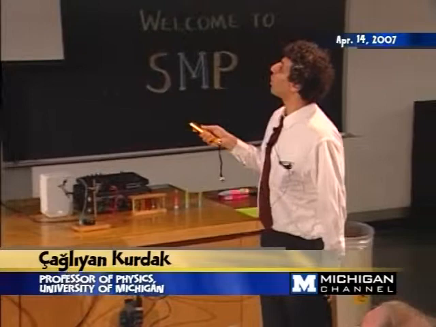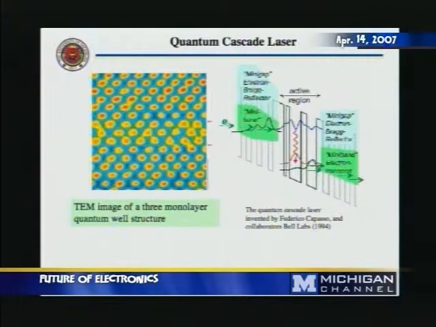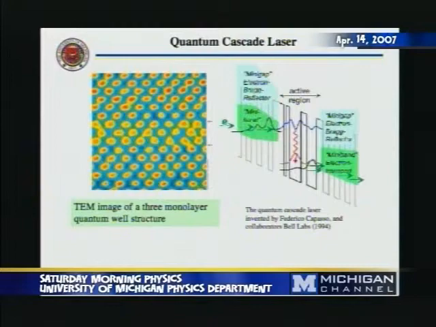Here is an example. This is a TEM image of a so-called quantum well. In this particular one, you had 1, 2, 3 layers of material, a sandwich in between another material. And these are lattice matched. So these are high quality crystalline materials. And so what you can do is engineer what the electron sees.